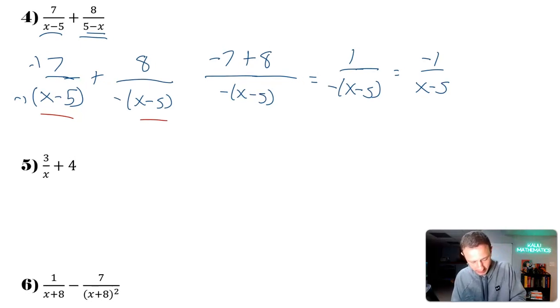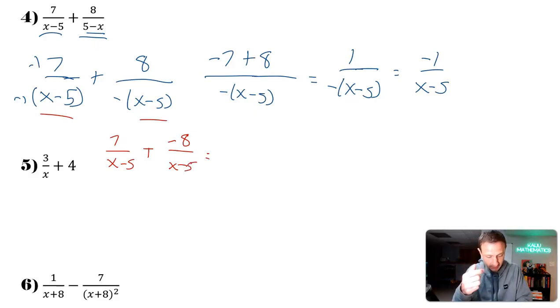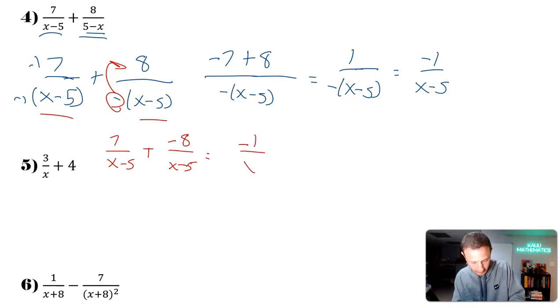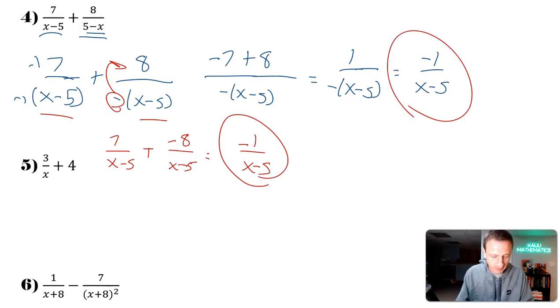Another way of doing that is 7 over x minus 5, and then rewriting this as negative 8 over x minus 5. Just putting that negative here when we factor that out, putting it with the top. It's equivalent fractions. 7 plus negative 8 is negative 1 over x minus 5. You get the same thing. It's kind of two different methods there.